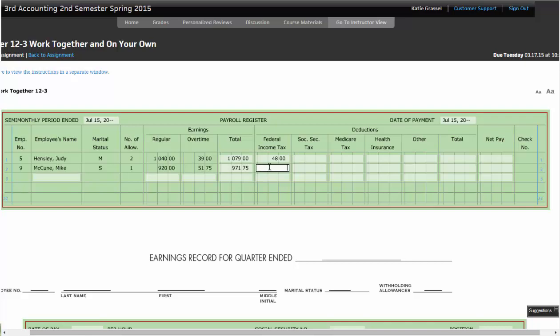I'm going to do the same thing for Mike. And the reason I'm doing both of theirs at the same time is because I'm in the book already, so I'm doing one person's federal income tax, and then I would do the next person's federal income tax. Mike is single, and he's earned $971.